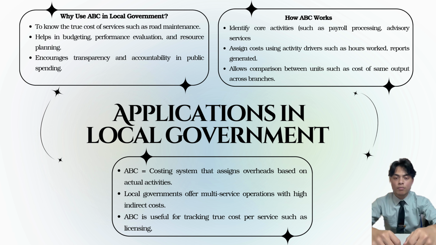Local government begins by identifying their key activities like payroll processing, advisory service, or handling payment. Then, they assign costs using activity drivers such as staff hours, number of reports produced, or consultation delivered. Once the costs are assigned, agencies can compare performance across departments or branches. For example, they can see which branch produced the same service at a lower cost.